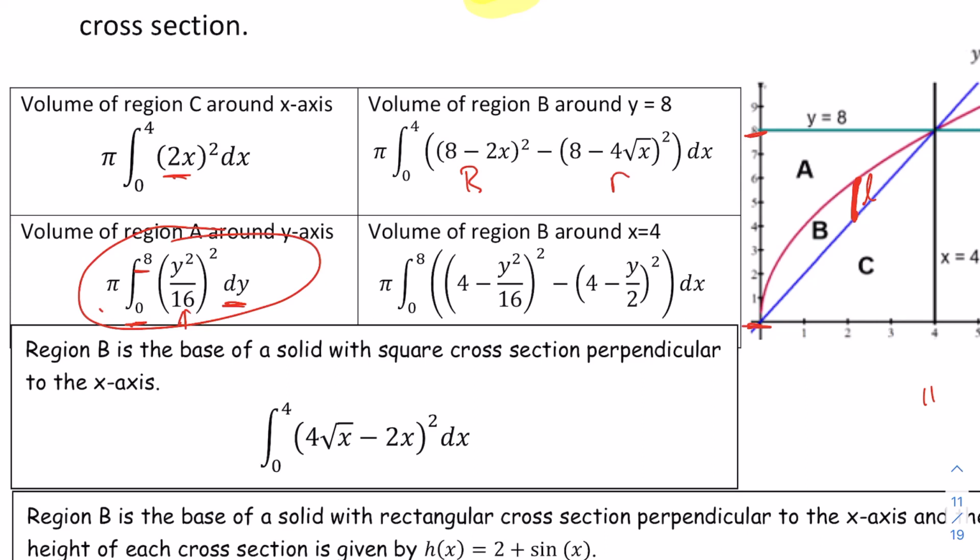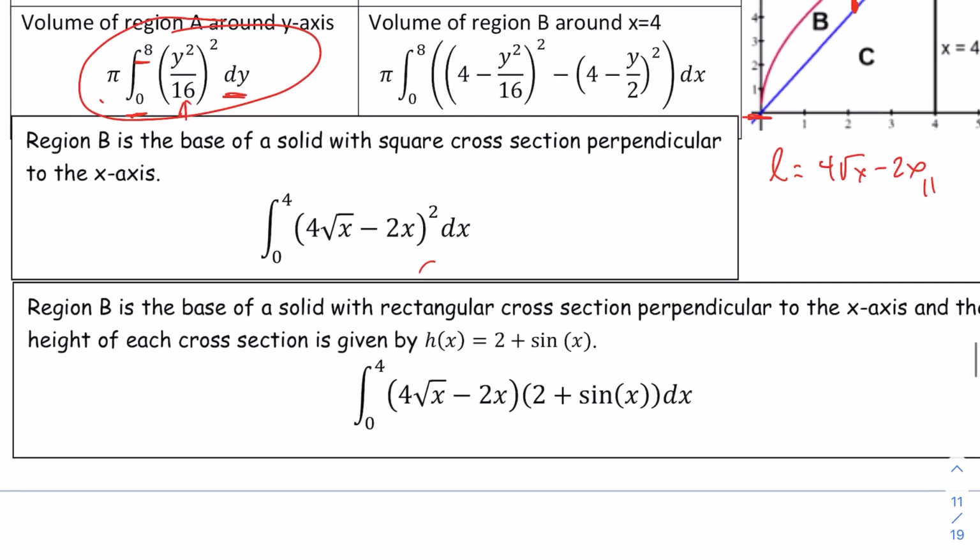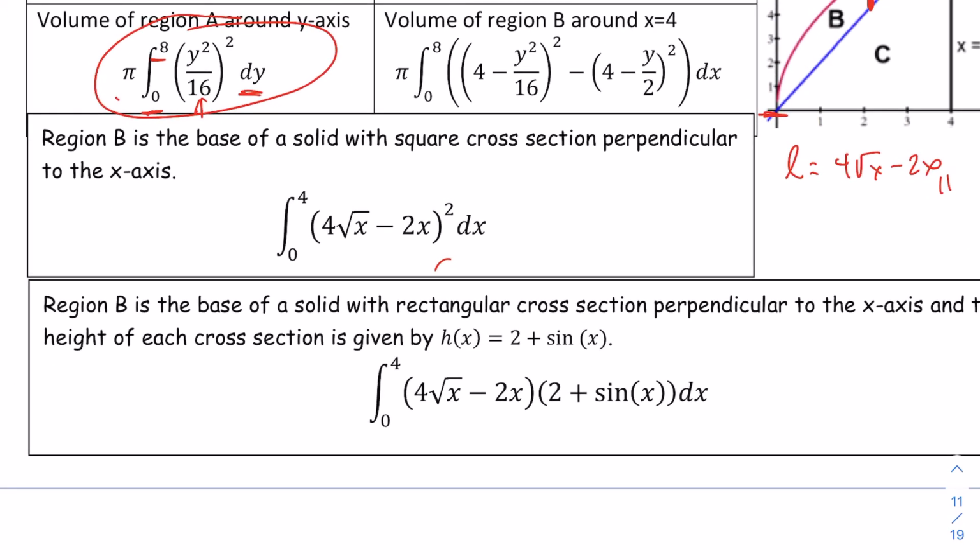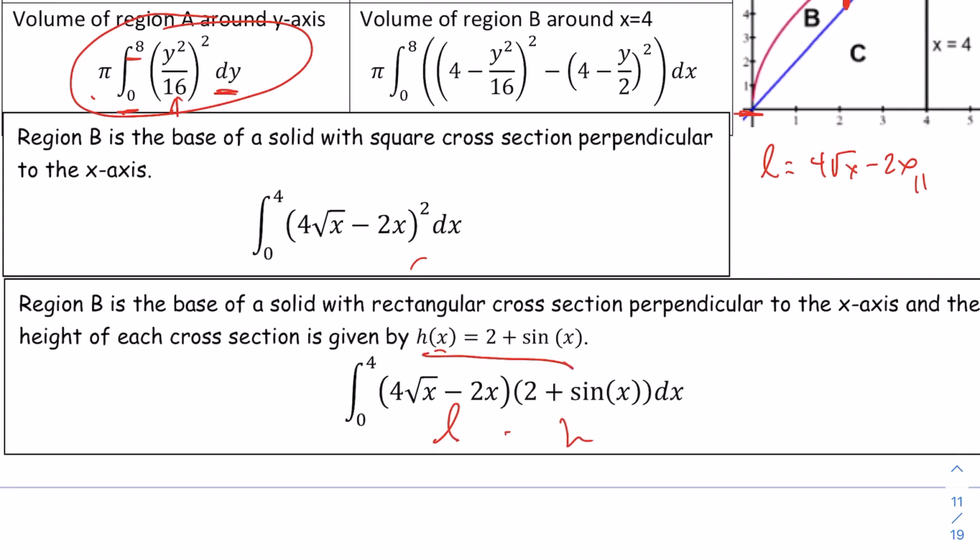That length is found by top minus bottom, so that length right there is really this 4 square root of x minus 2x. And so that's where we're getting that length. This is just L squared dx, because this is, again, just the area of that cross-section that's being determined. Now, when you're doing a rectangular cross-section, notice it was just that same L, but then times whatever the height was that was defined for the problem.